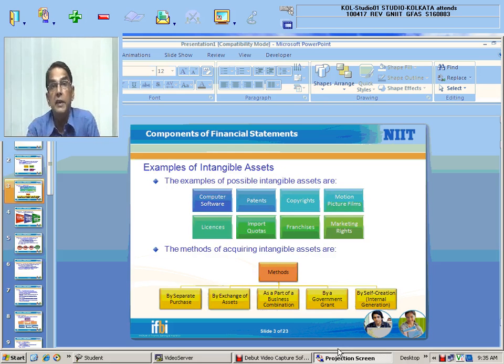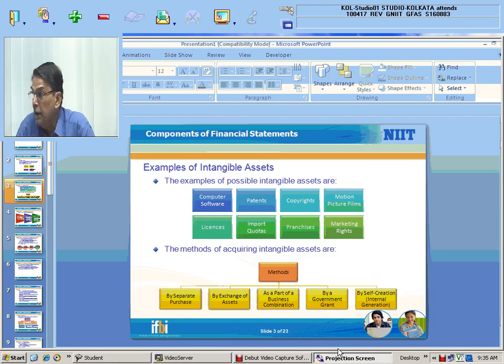Identifiable means you can identify it, something which you can identify separately. That is identifiable. If that resource is not identifiable, then it is not an intangible asset. It must be identified. But whatever can be identified is identifiable. This is in response to Hemant's question. Whatever can be identified is identifiable. So examples of possible intangible assets are computer software.